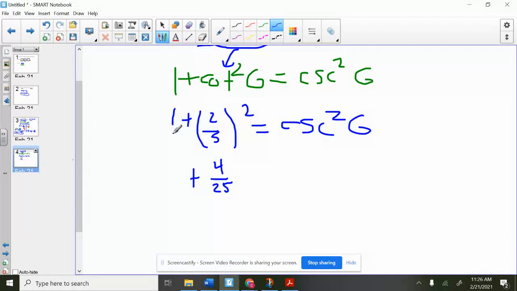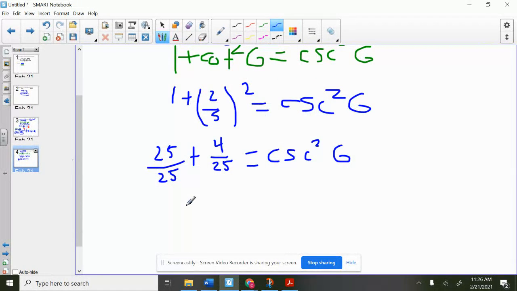So how can I rewrite 1 so it has the same denominator as 25? Well, we know that that's simply 25 over 25, and I can work with that. And so then that gives me cosecant squared. Then add them up. My common denominator is 25. If I add those together, I get 29. And so then that gives me cosecant squared of g.